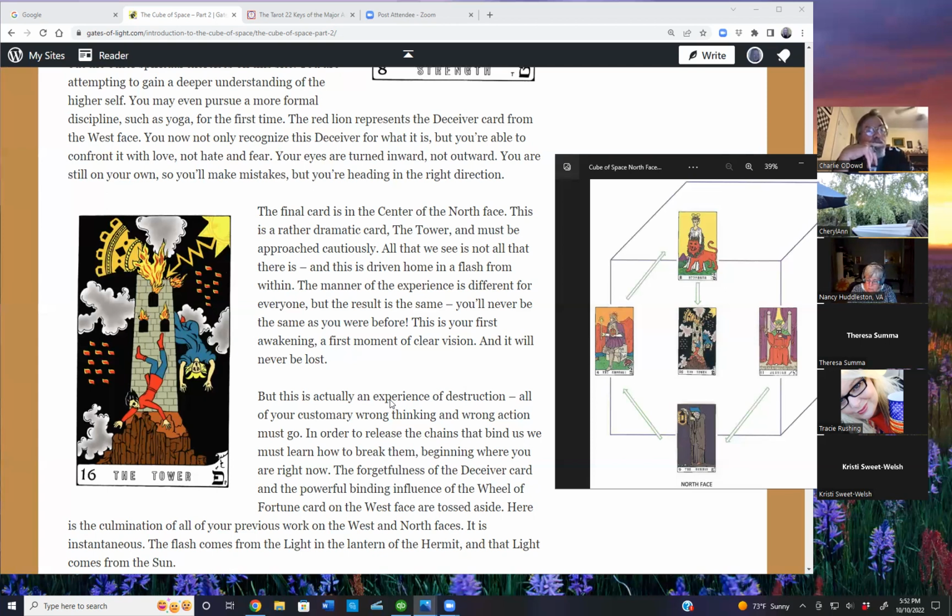All that we see is not all that there is, and this is driven home in a flash from within. The manner of the experience is different for everyone, but the result is the same. You'll never be the same as you were before. This is your first awakening, a first moment of clear vision, and it will never be lost. In the East, this is termed illumination. In the West, it's also termed illumination, and it exists in both places.